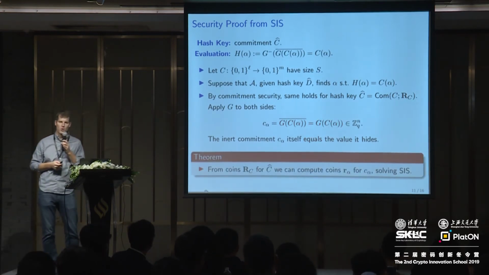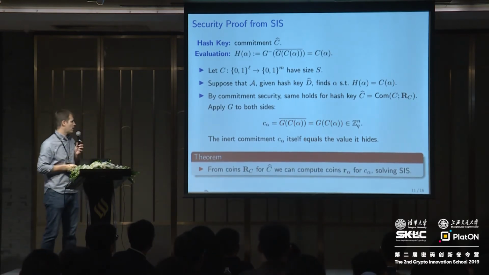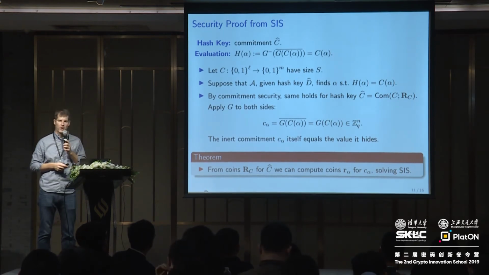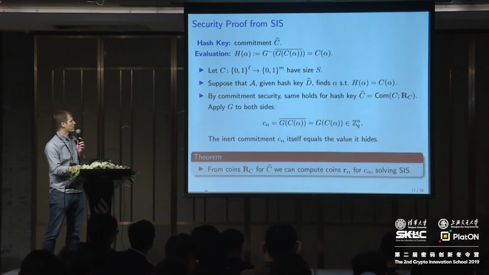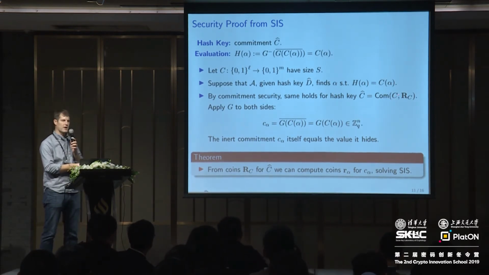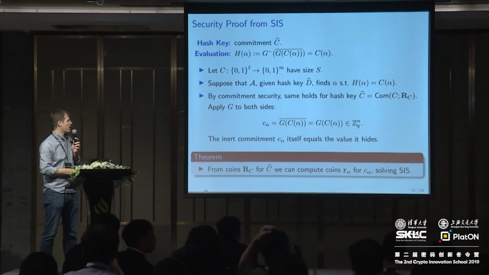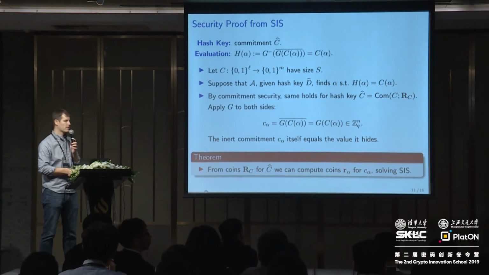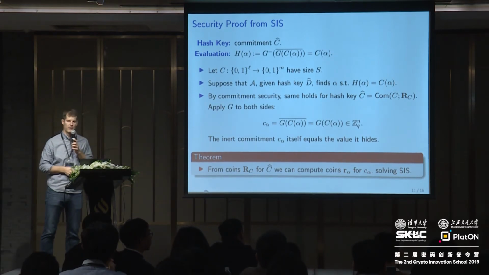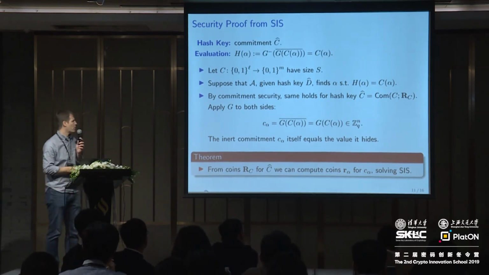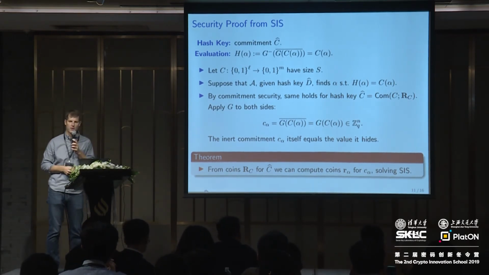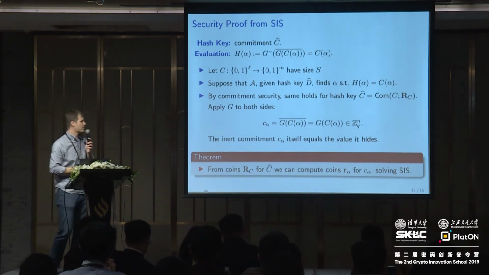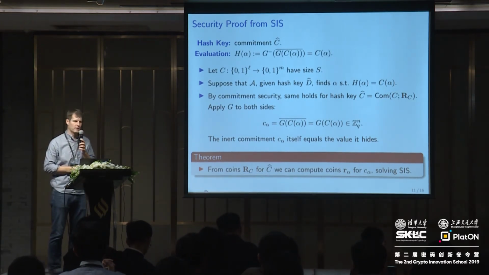And what we will show in the next slide is that this allows us to break SIS. Using our original coins for the commitment C hat, we can derive coins for the inert commitment, and this will allow us to solve SIS. So any inert commitment that equals the value it hides allows us to solve SIS. Let's see why that is the case on the next slide.